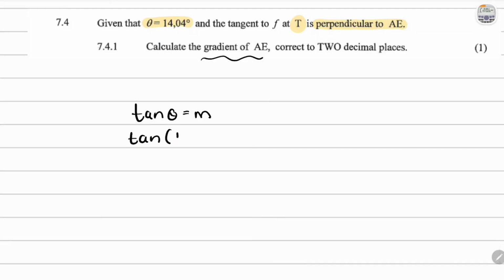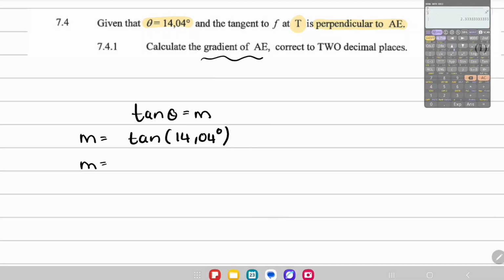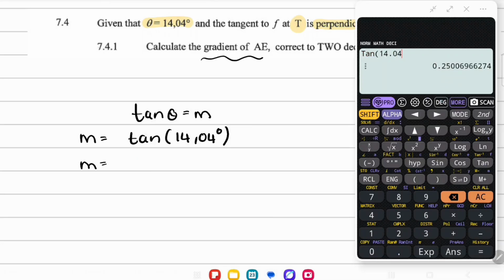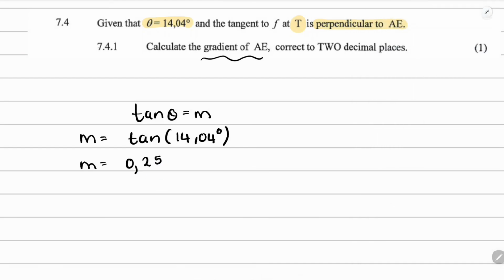We already know the angle of inclination, so we'll say tan 14.04 degrees is equal to the gradient. So I can just say gradient equals. Let's find out what tan 14.04 is. So that's simply tan 14.04. And we get 0.25, because it's just going to round off like that.